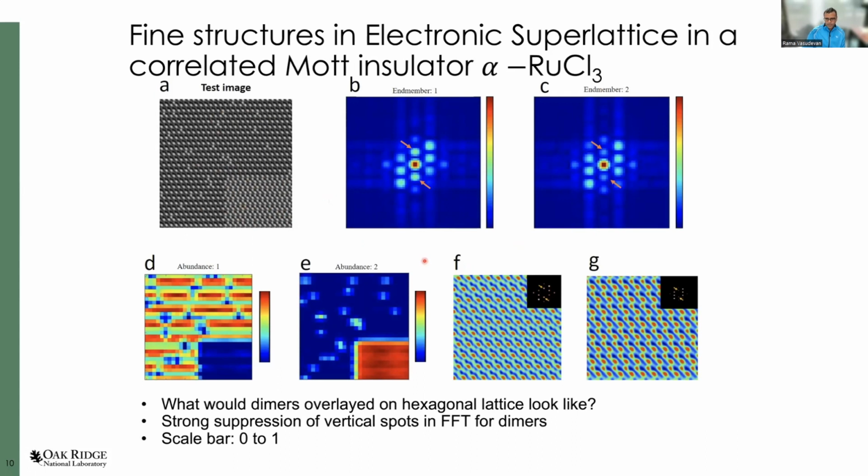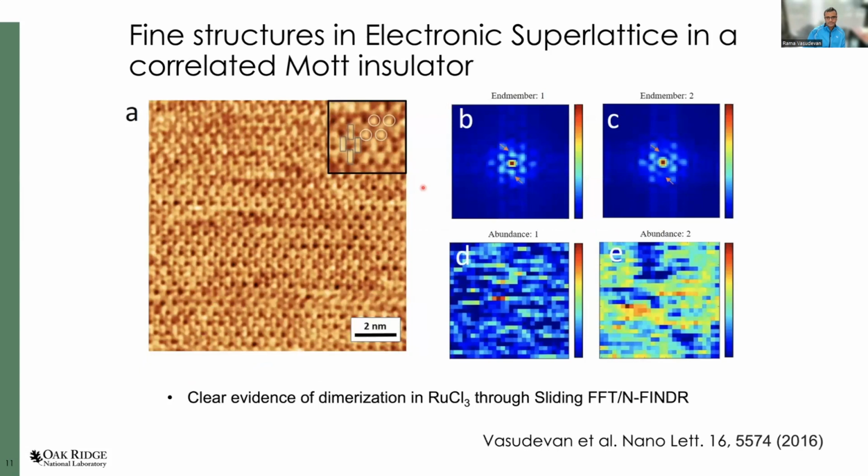And so when we actually do this in a real image, what we find is that you absolutely see this kind of modulation of the period of the intensities of these peaks in the Fourier transformed image after you perform NFindR and sliding FFT analysis on this particular image. So you see here these 2 peaks are very heavily suppressed in end member 2, and so we can start to find out where these electronic reconstructions are actually occurring, and this is evidence of dimerization in this particular system. And it was done exactly in an unsupervised manner, right?